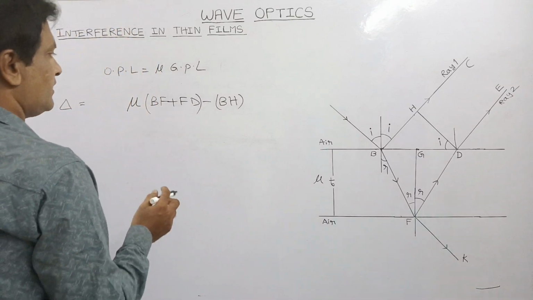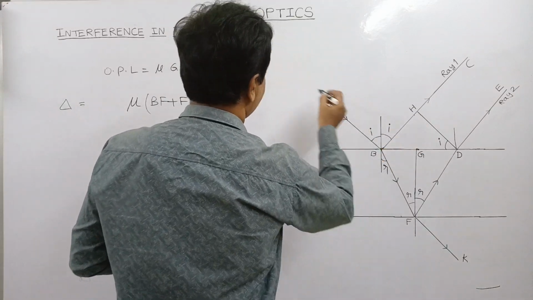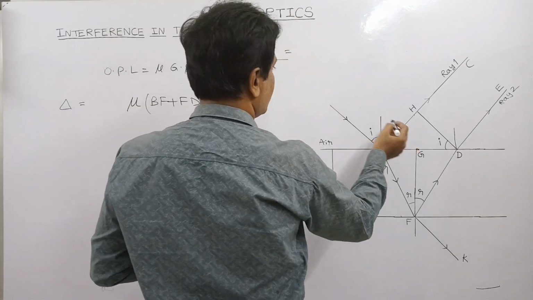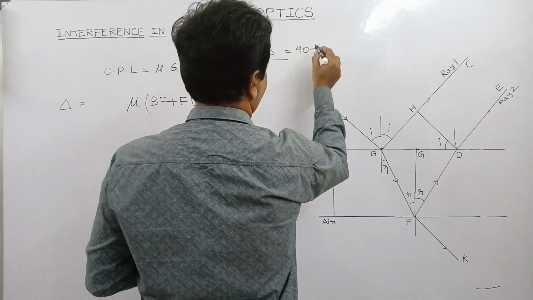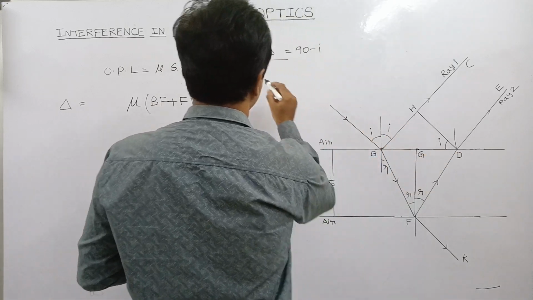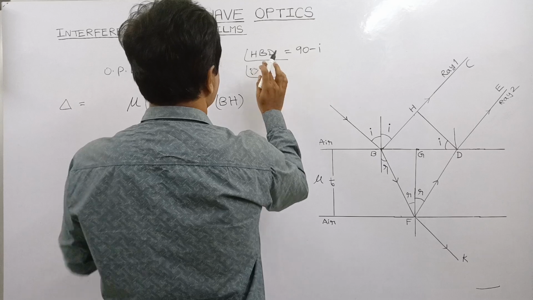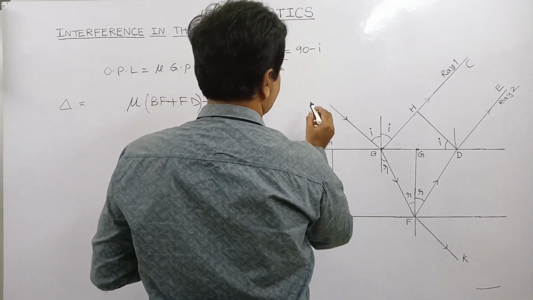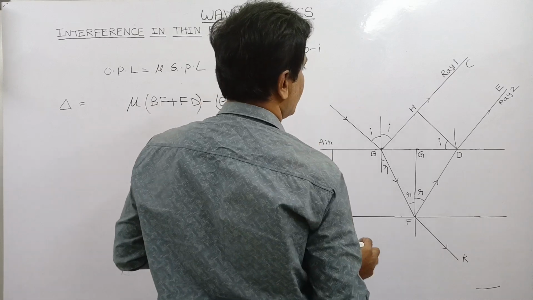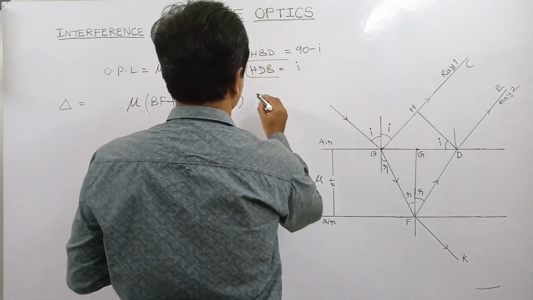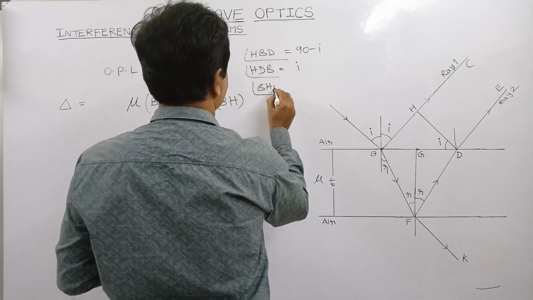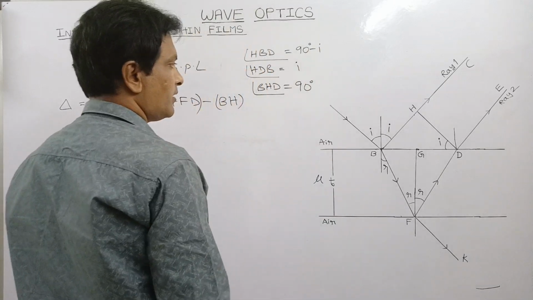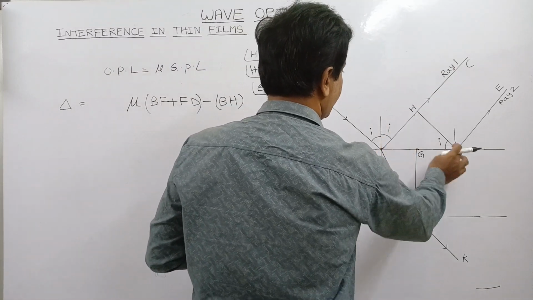We will see the angles here. Angle HBD is equal to 90 minus i. Angle HDB is equal to i. And angle BHD is equal to 90 degrees. So these are the angles from this triangle HBD.